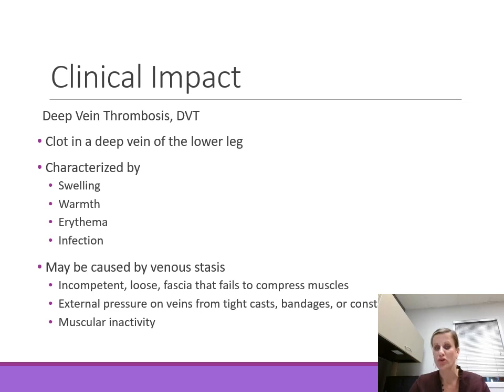Also, external pressure on the veins, so an external constant squeezing of the veins, can cause venous stasis or impede the return of venous blood flow. This external pressure can occur from casts or bandages that are too tight, or constant compression, like compression hose that are constantly providing compression. Also, muscular inactivity. Prolonged muscular inactivity, like sitting on a flight that's 10 hours long, can be associated with the development of a DVT.